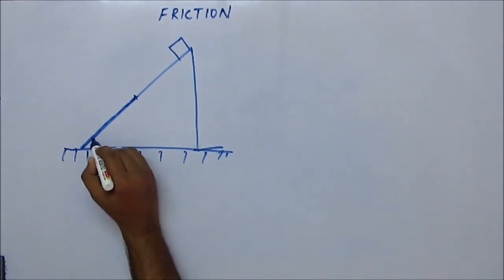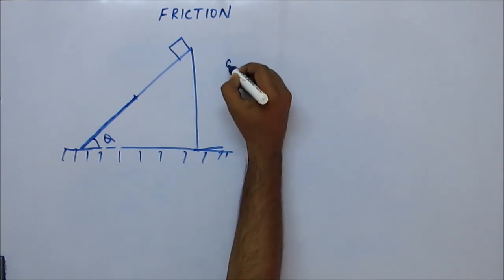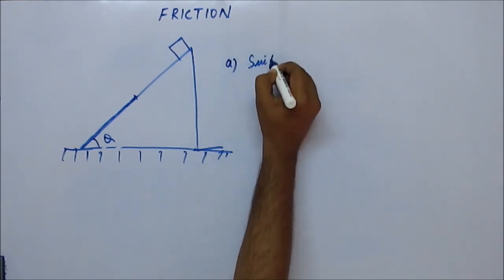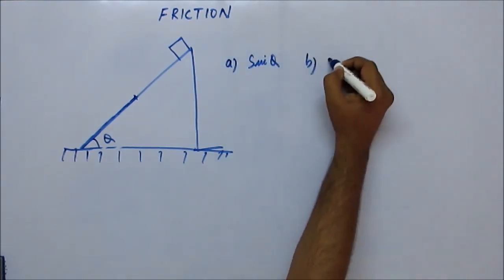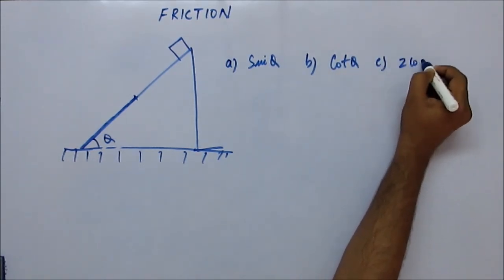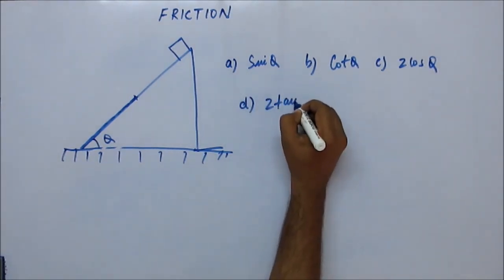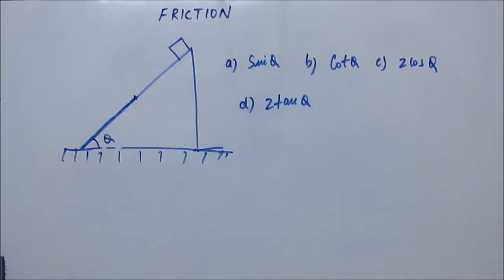Okay, and this angle theta is given, so you have to find your answer, value of mu in terms of theta. I'm giving you options. Suppose mu could come out as sine theta, it could come out as cot theta, it could come out as 2 cos theta, it could also come out as 2 tan theta. So out of these 4 possibilities, which one is correct?